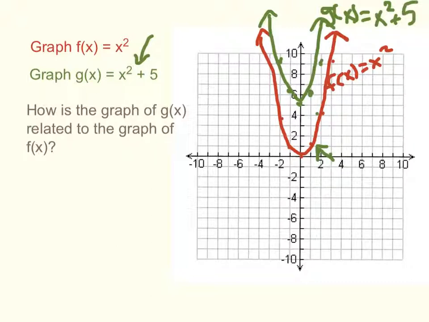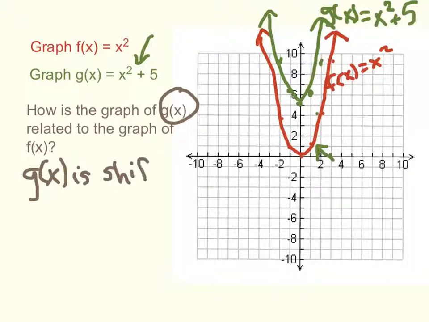Now we have to answer the question, how is the graph of g of x, our second one, related to the graph of f of x? I mean, they look the same, right? Except they're in different places. So we have to pick out what is different. And what we're going to say is that g of x is shifted up 5 units. There you go, you have your answer.